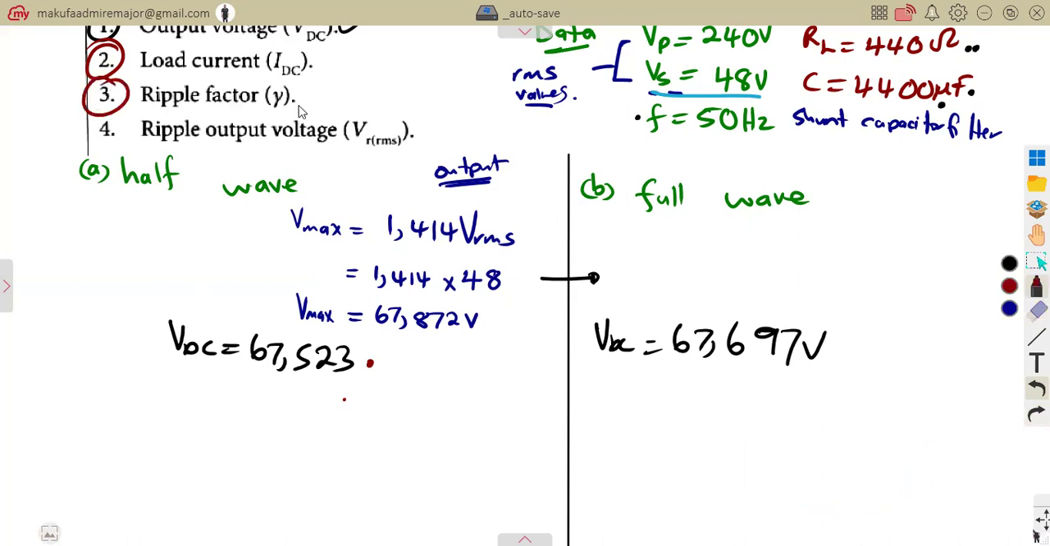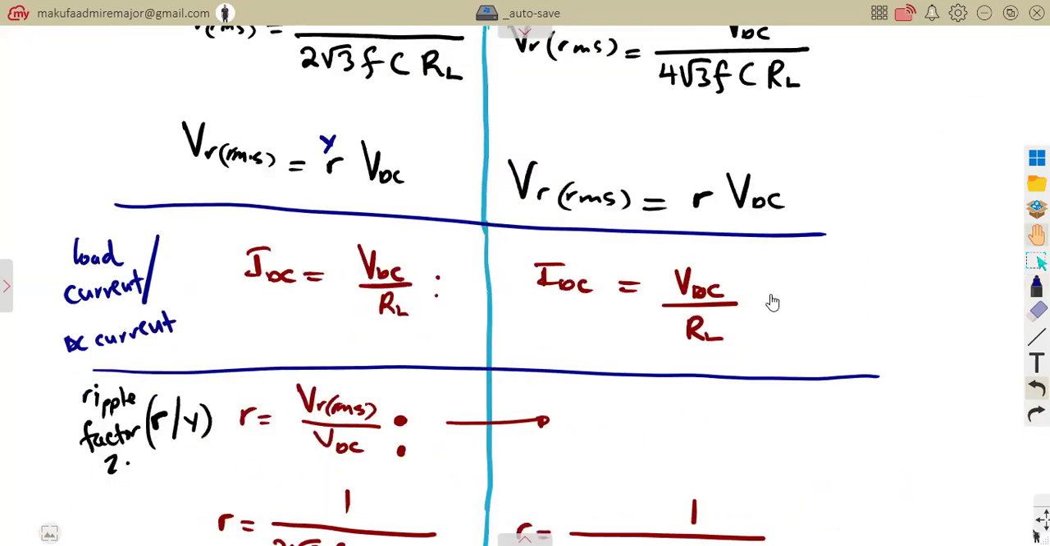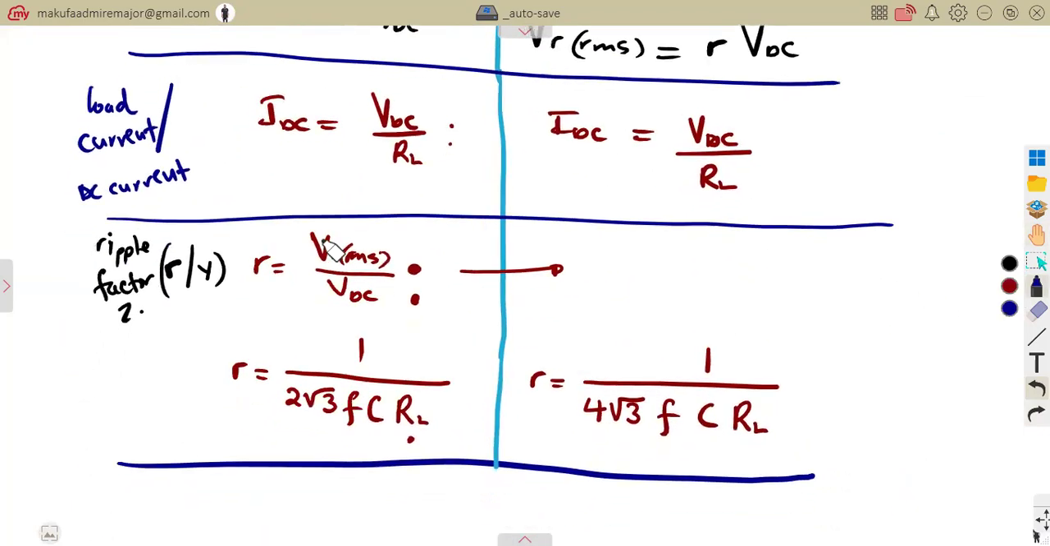Number 3, the ripple factor in this case, given by gamma. Like I explained, the ripple factor depends on the textbook that you're using. Some use the letter R, as I stated in the introduction. You can use the letter R or you can use the letter gamma, all right? So if we had, let's say, the ripple voltage, we would simply use this formula, but we do not have it in that case.